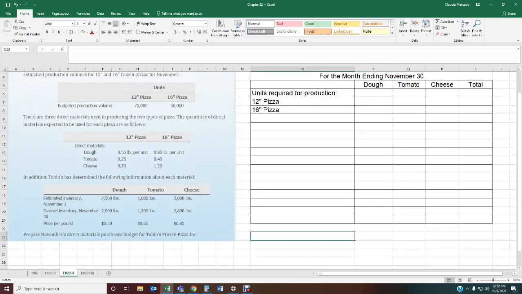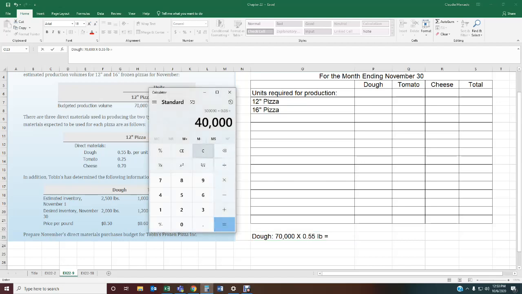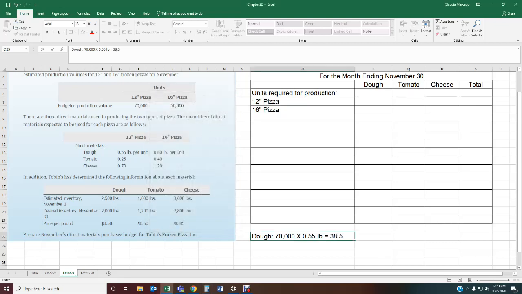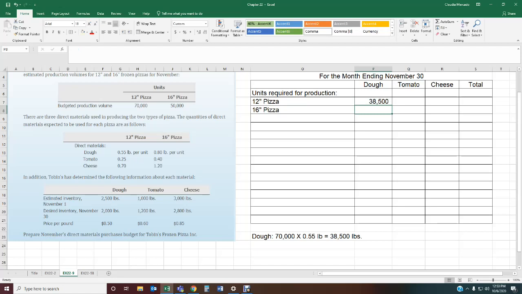For the dough, I know that for my 12-inch pizza, I'm going to make 70,000 pizzas, and for every pizza, I need 0.55 pounds of dough. So 70,000 times 0.55 gives me 38,500 pounds of dough. That is the amount of dough I need to be able to make 70,000 pizzas.